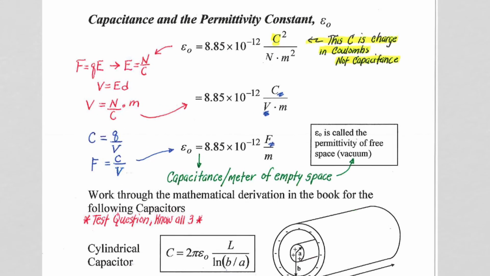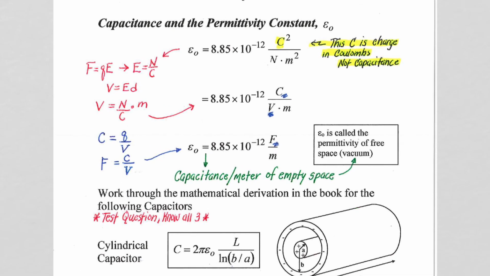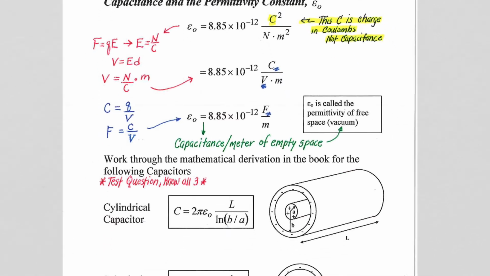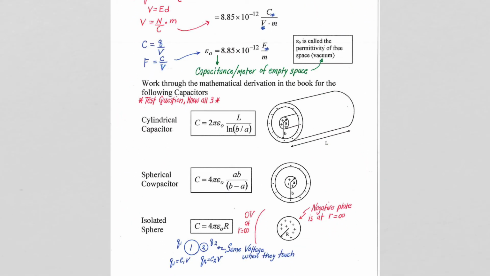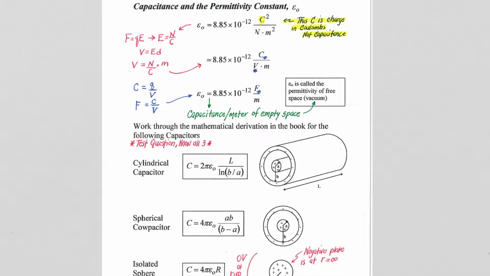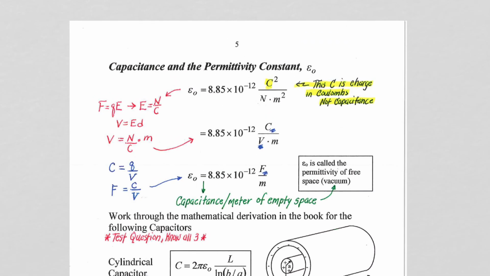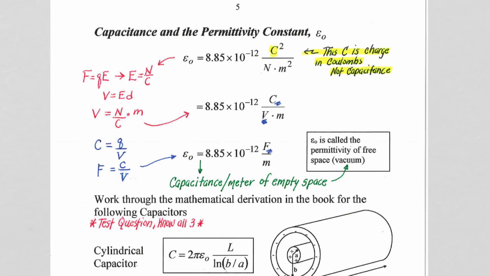On the top half of this page, we're going to look at capacitance and the permittivity constant. And then on the bottom half, I'm going to show you the different derivations that you'll be doing with the cylindrical, the spherical capacitor, and the isolated sphere. So we'll talk more about that in a moment. Well, first, the capacitance and the permittivity constant.